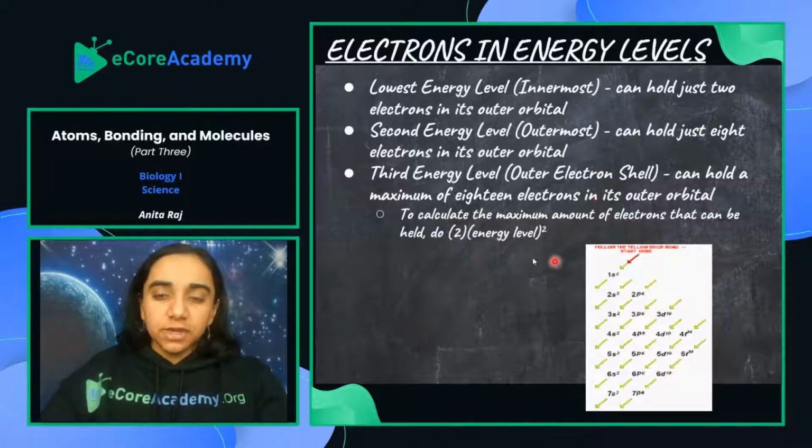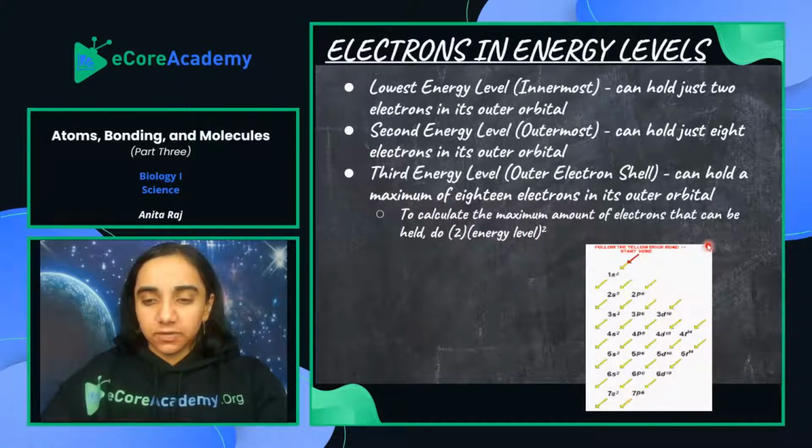For example, if we did the first energy level to find out how many maximum electrons it can hold, you substitute 1 in for energy level, square that, which is 1 times 2, which is 2, which we set up here. If you do the second energy level, 2 squared is 4, 4 times 2 is 8, which we said here. And if you do the third energy level, 3 squared is 9, 9 times 2 is 18. So that would be like finding your maximum capacity.